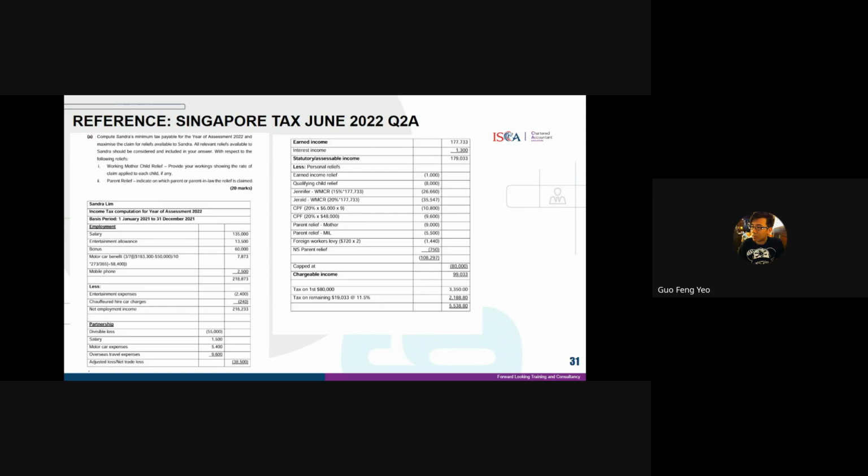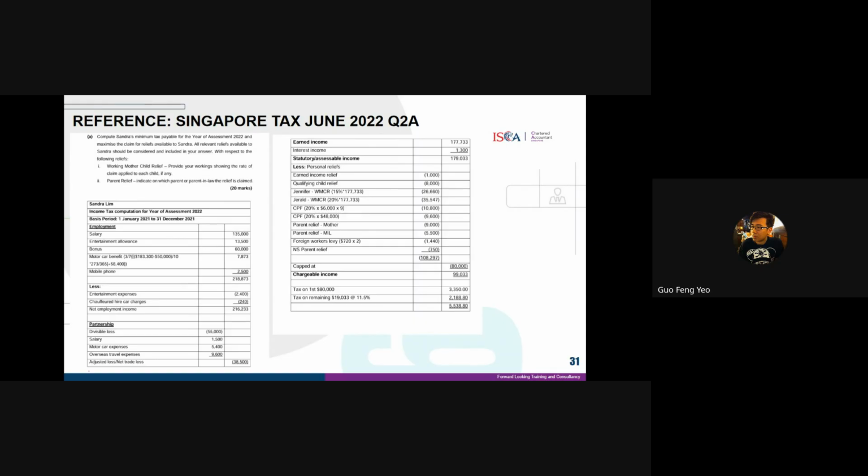That will give us her total employment income of 218,873, deducting expenses she has to incur for her work, such as entertainment expenses, software hire car charges, giving us a net employment income of 216,233.